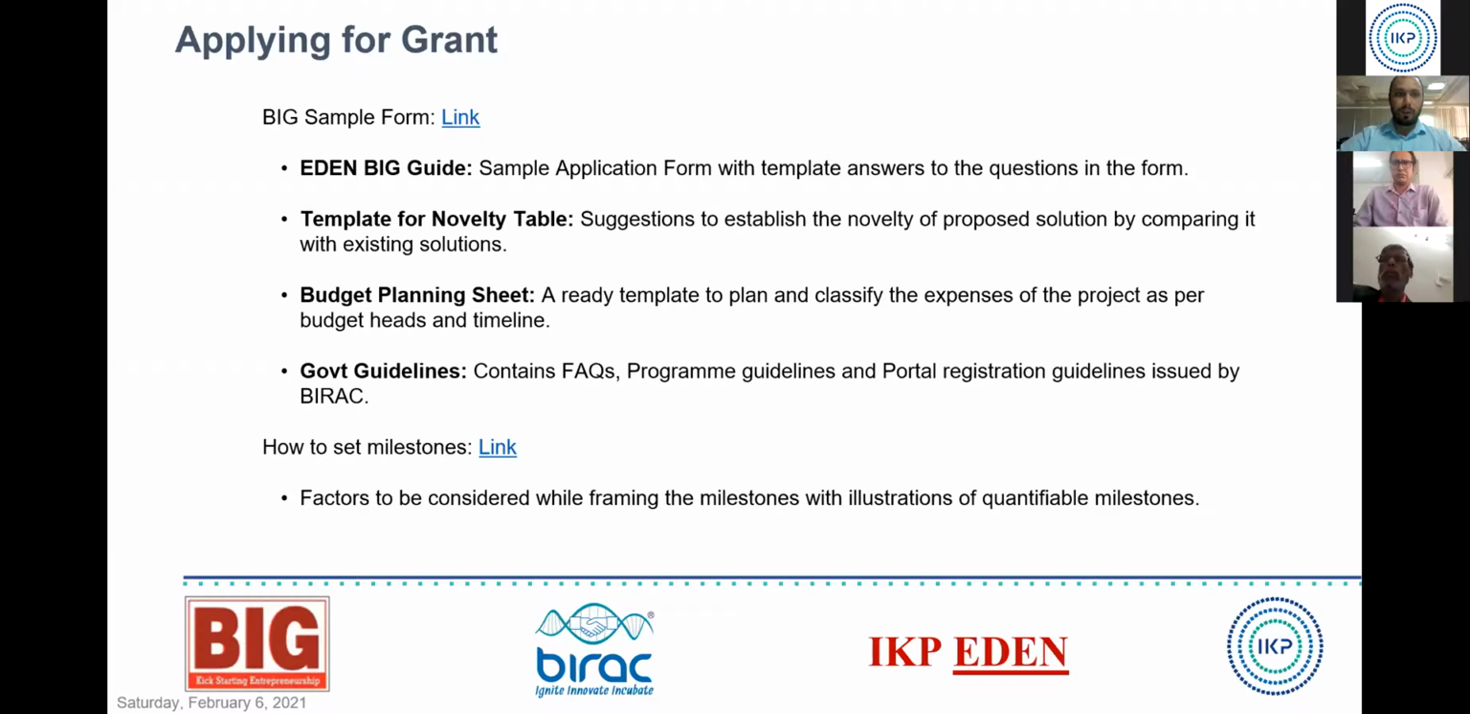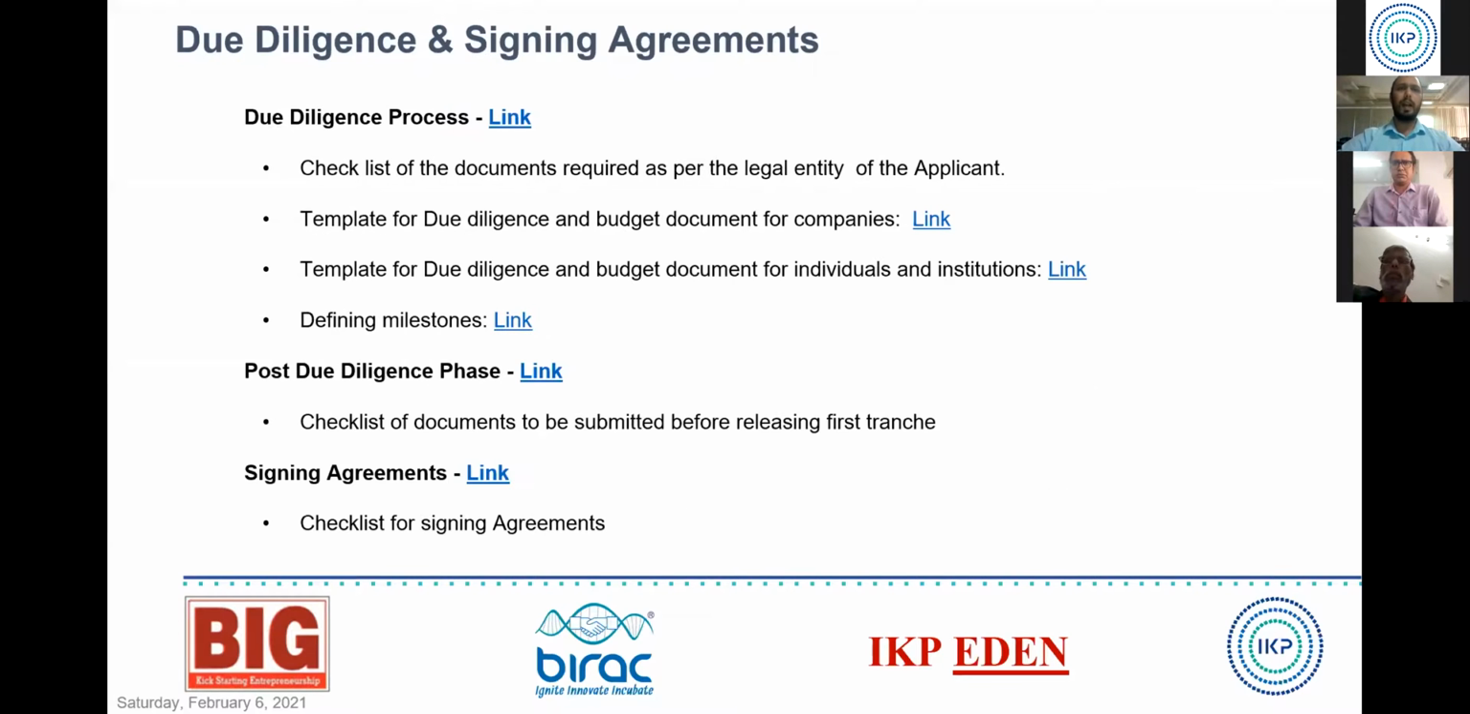Apart from that, going forward, in case you get selected, there's a due diligence link. You can straight away go and see what documents you might need based on the type of legal entity you are. There's a template of due diligence and a budget document, which is the same as the one available in the previous slide. It will help you again plan your expenses better in the 18-month journey.